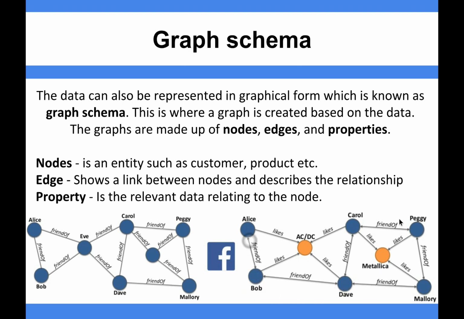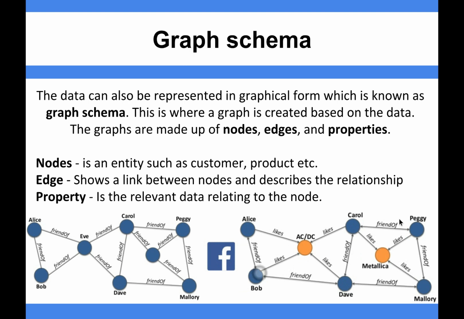On the right, you can see we've got an added property. So we've got Alice who likes something. So we've got friend of. So there's a relationship between Alice, the object, AC/DC, and Metallica being different types of objects with different colours. So they're people objects, they're band objects. And on this, you can see who's friends with who and who likes what.